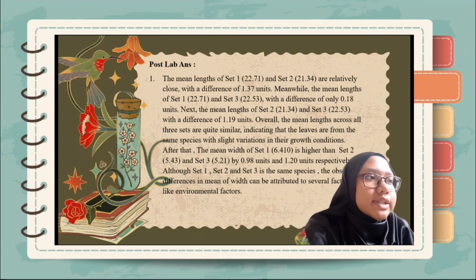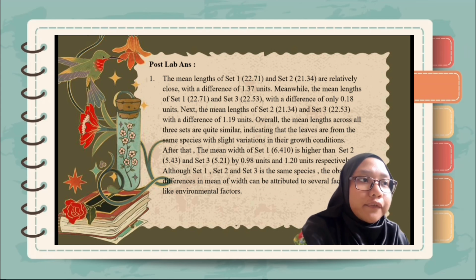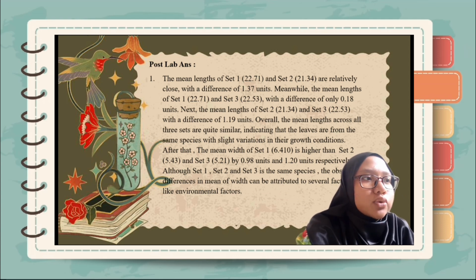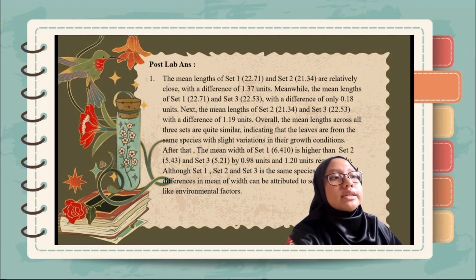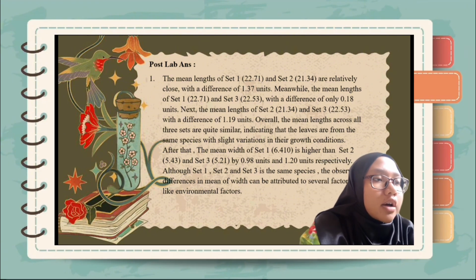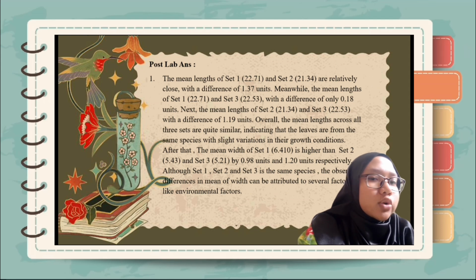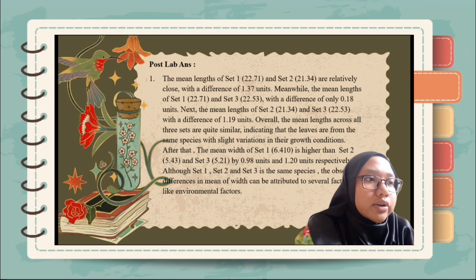Meanwhile, the mean length of set 1, which is 22.71, and set 3, which is 22.53, with a difference of only 0.18 units. Next, the mean length of set 2, which is 21.34, and set 3, which is 22.53, with a difference of 1.19 units. Overall, the mean lengths across all three sets are quite similar, indicating that the leaves are from the same species with slight variations in their growth condition.